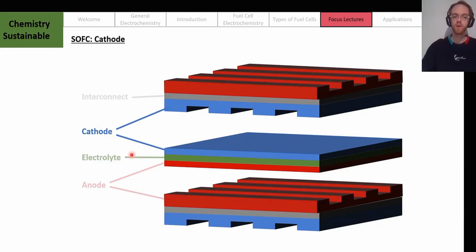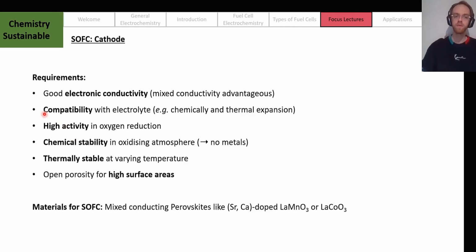The next component of the cell I would like to have a look at is the cathode, which is shown in blue here. And the requirements for the cathode are a good electronic conductivity, and ideally we want to have a mixed conductivity. So why is that? First of all, we want electronic conductivity because we facilitate the reduction reaction on the cathode, and we want to efficiently transport the electrons to our reactant here. So this is why we need good electronic conductivity.